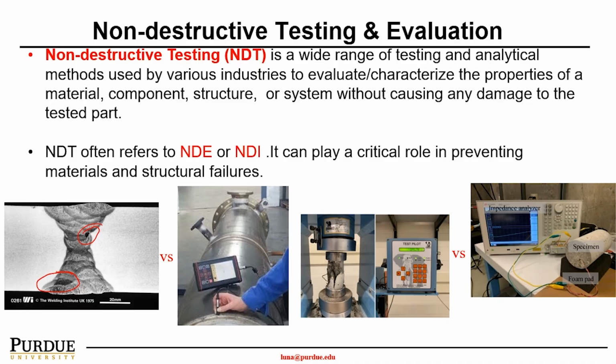As this example shows, non-destructive testing tries to understand material properties without causing any damage to the test part or object. Sometimes NDT is referred to as NDE, non-destructive evaluation, or non-destructive inspection. As we have discussed, it can play a critical role in preventing material and structural failure, and avoiding catastrophic failure at larger scales.